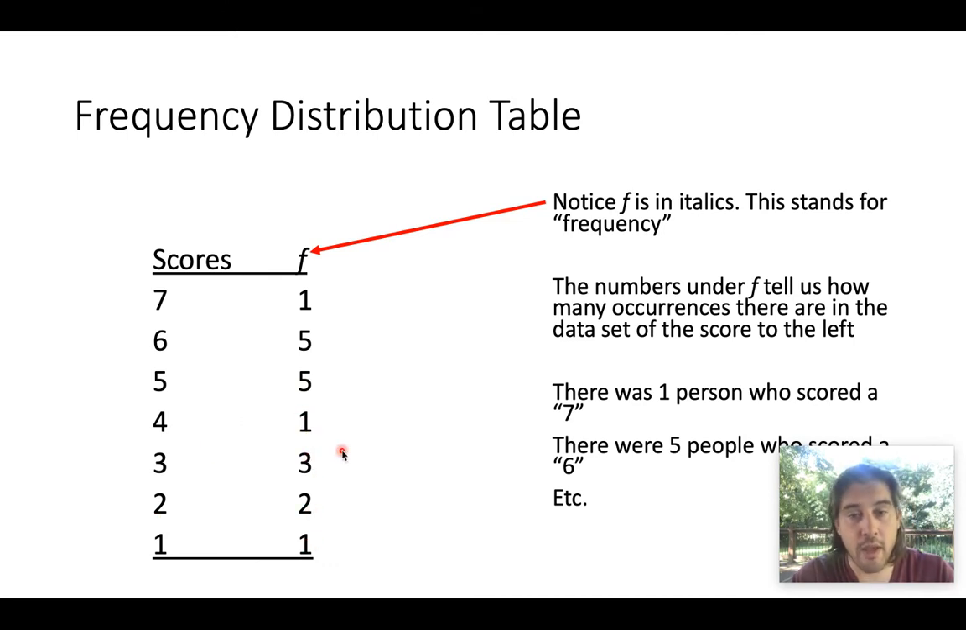Again, remember, it's okay if no one has that score. You would just put a 0, because there are 0 occurrences of that score. The frequency of that score is 0. That's still an important point.